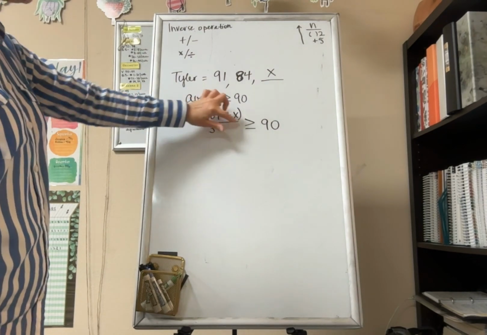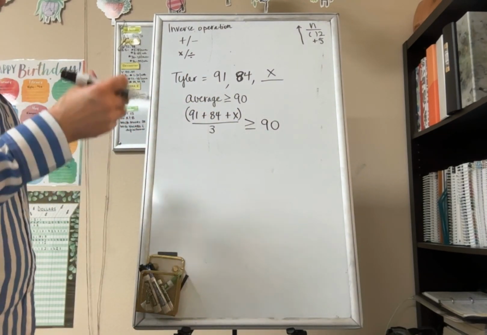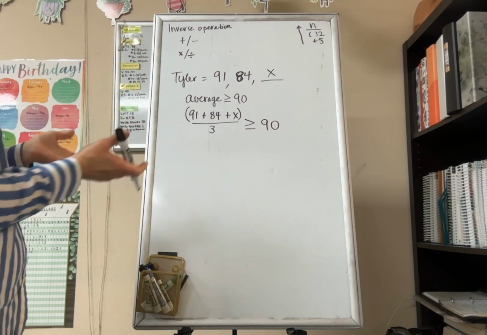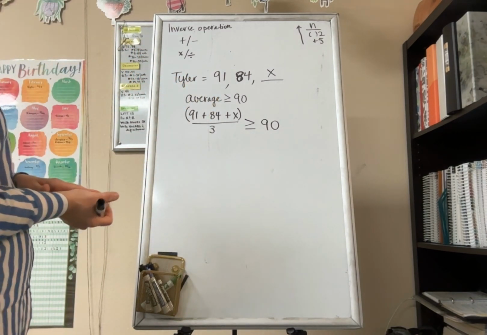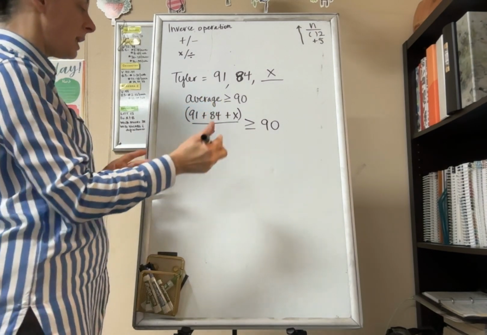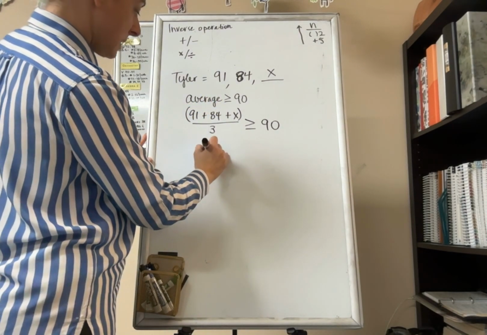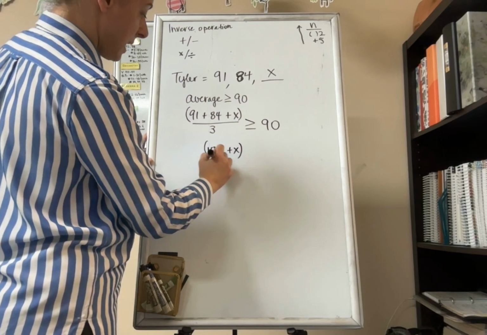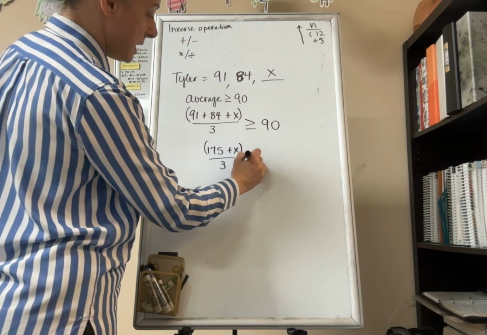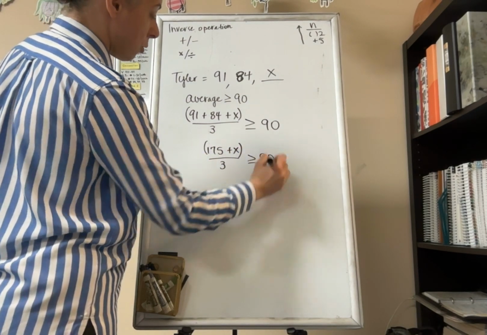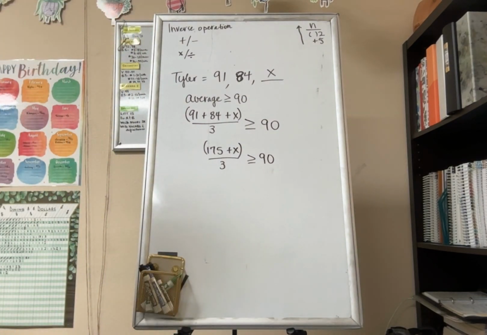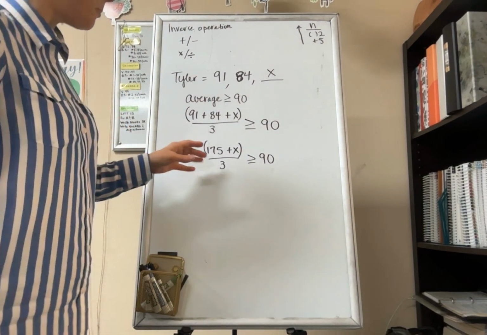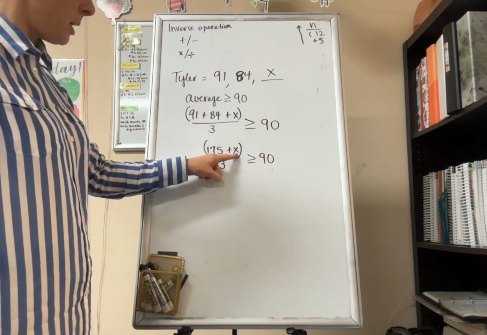We have parentheses, which tells us that's a group, and we can always simplify within grouping symbols. So let's start by simplifying within our grouping symbol by adding 91 and 84 together. And that's going to give us 175 plus x divided by 3, and this is greater than or equal to 90. Now we need to start undoing the processes that are being done to our variable.